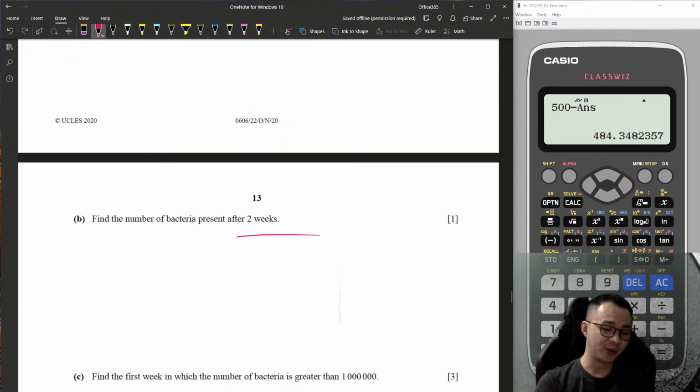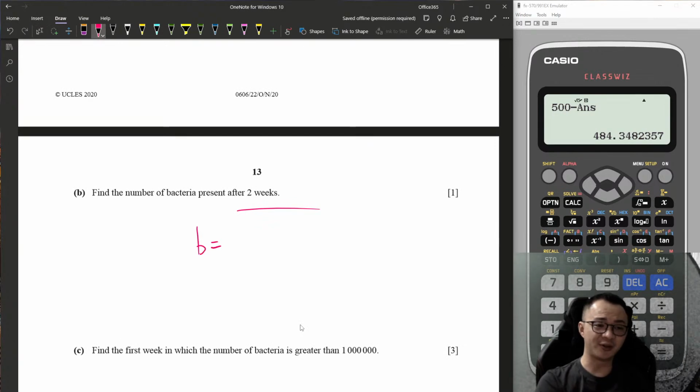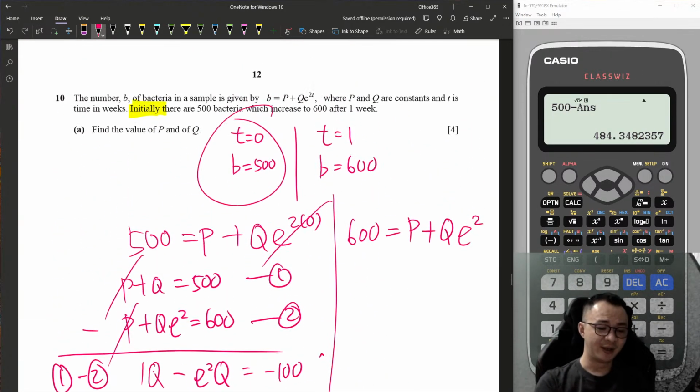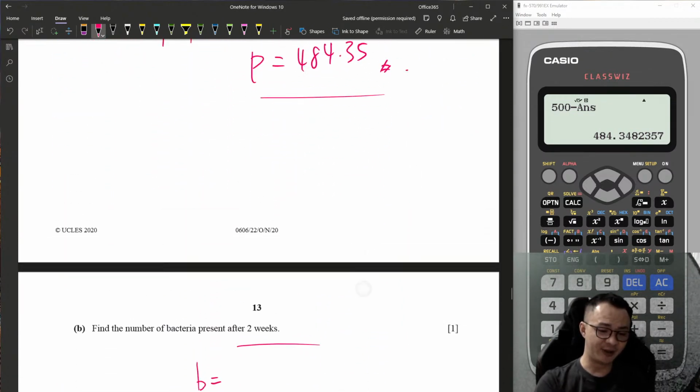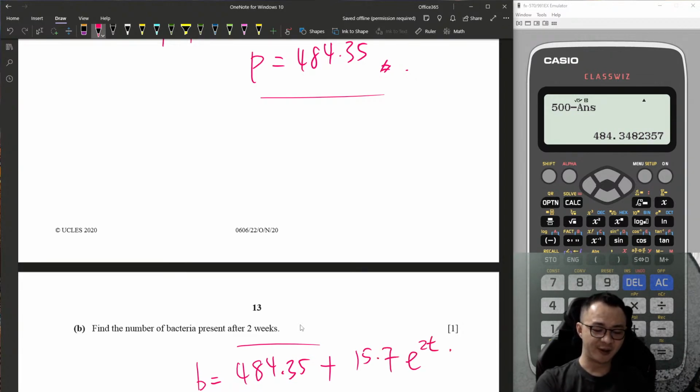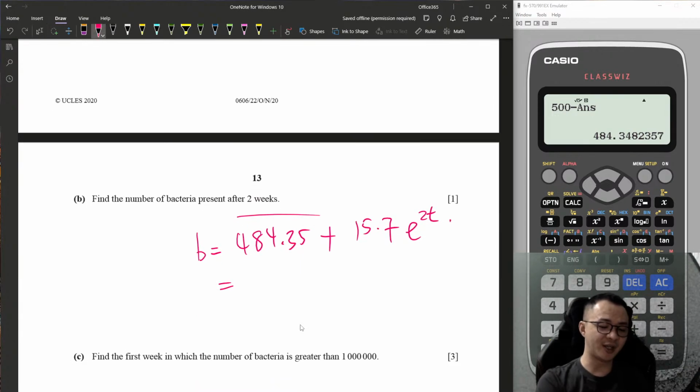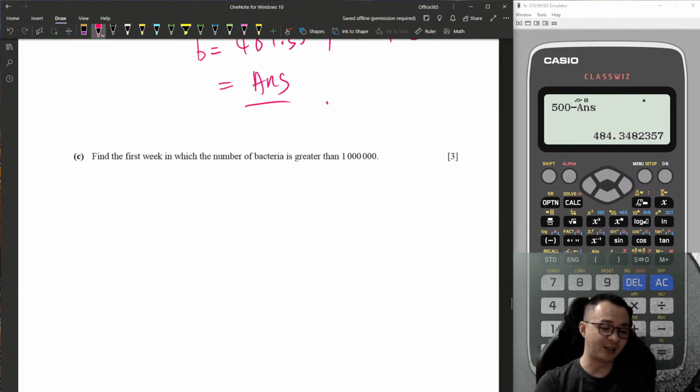Find the number of bacteria after 2 weeks. That means t equals 2. Let me form my bacteria equation first. Just now the bacteria equation is P plus Q e^2t. P is 484.35 plus Q is 15.7, e to the power of 2t. Okay, this is the equation I have. So over here, I just sub t equals 2 into it. Type everything in your calculator, you will get the answer. And skip this one.